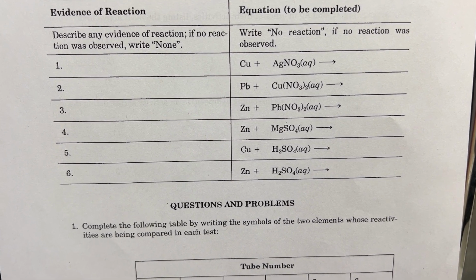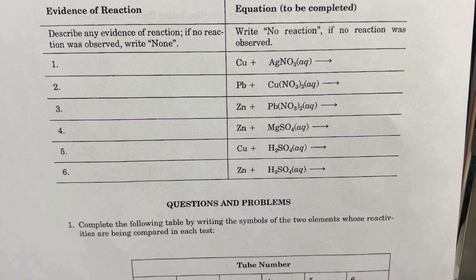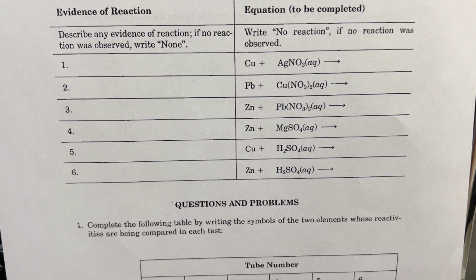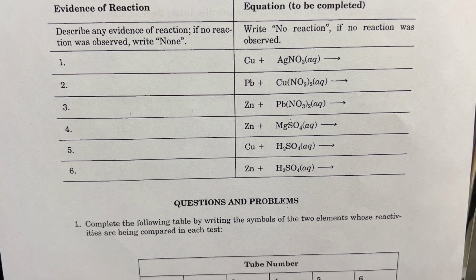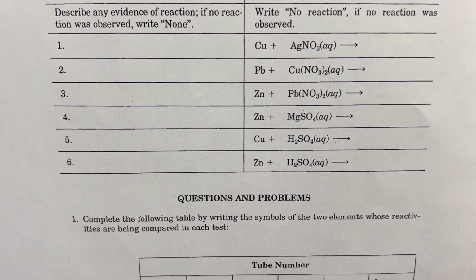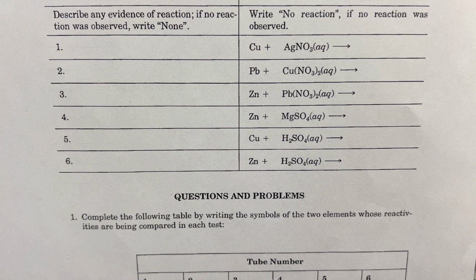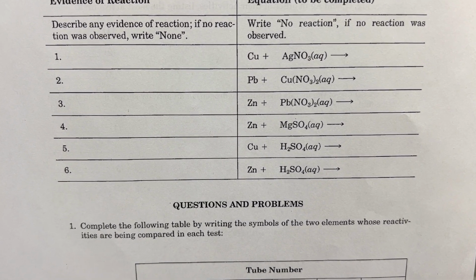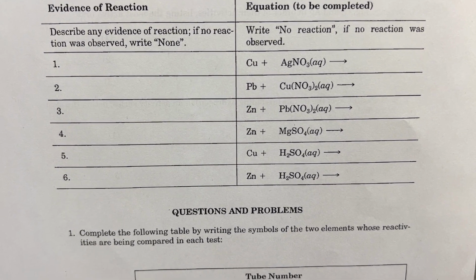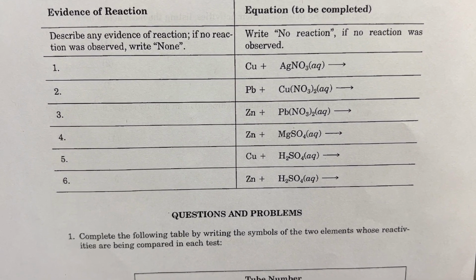In the next, we have lead and copper 2 nitrate. In the third, we have zinc and lead 2 nitrate. In the fourth, we have zinc and magnesium nitrate. And in the fifth, we have copper and sulfuric acid, which is hydrogen sulfate. And in the sixth, we have zinc plus sulfuric acid or hydrogen sulfate.